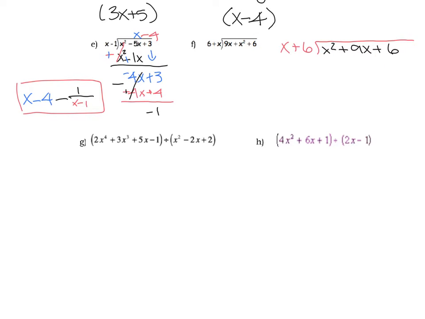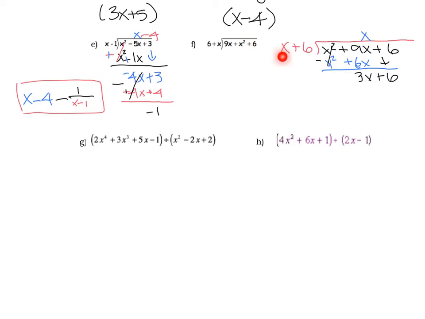We have all the degrees, so let's jump on in. So x goes into x squared 1 time, so that's 1x. And now let's multiply. X times x is x squared. Remember, that's how you know you're doing this right, because we want that to cancel out. X times 6 is positive 6x. Okay, now when I subtract, those cancel out. 9 minus 6 is 3x, and I'll bring down that plus 6.